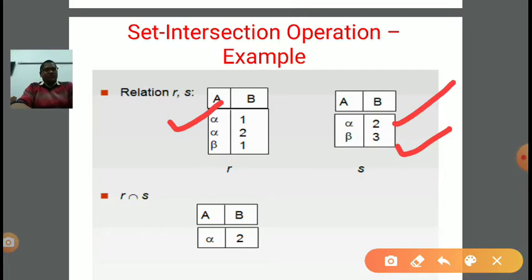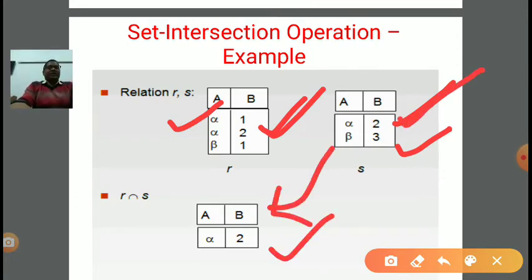Second is alpha 2, the second row from the first relation. Now alpha 2 we search in the second relation. Alpha 2 is present as the first row of relation S. It means alpha 2 is present in R as well as in S. So it will be added into the final intersection relation. In the final output, alpha 2 will be the first row.